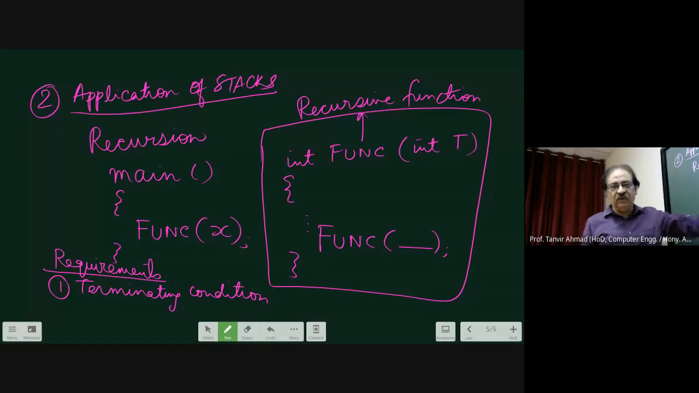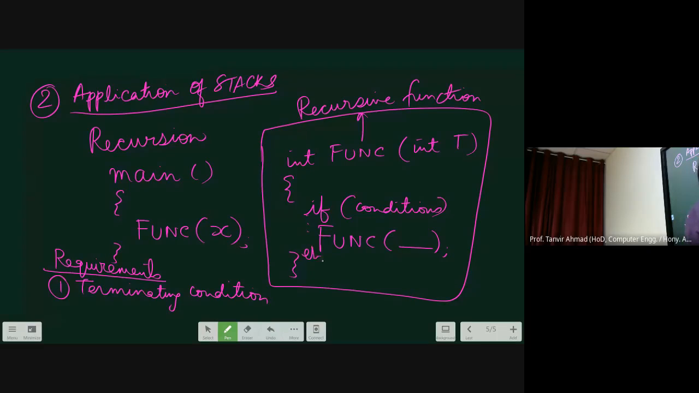If I just write like this, what I wrote is not practically correct, because before calling this function again, you must have some if condition. Therefore, actually, it should have been something like this. So if some condition is there, then I will call this. Otherwise, I will have else, and I might return some value, say t. Now this could be correct if I put correct conditions and a correct thing.